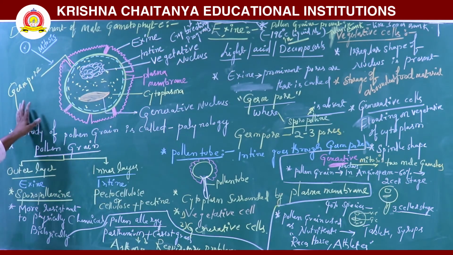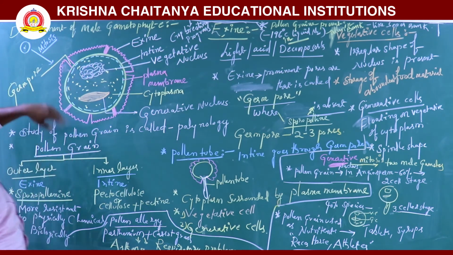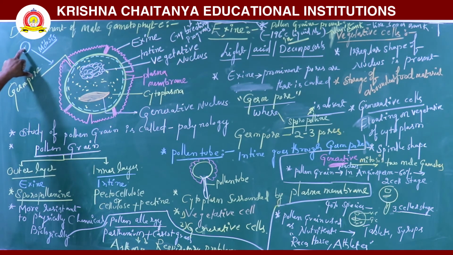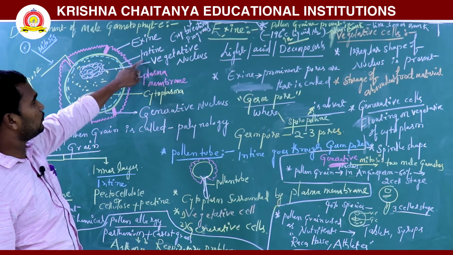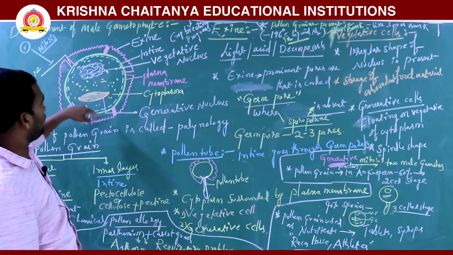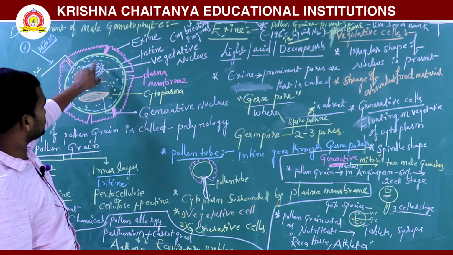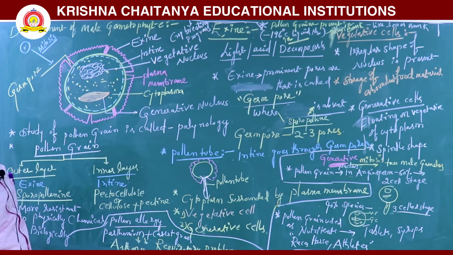What we are discussing, once again briefly we are explaining: development of male gametophyte. Here, this is the pollen grain. Immature pollen grain is converted into the matured pollen grain. This is the structure of the pollen grain. The outermost layer is called exine, the innermost layer is called intine. The cytoplasm is surrounded by the plasma membrane, with the vegetative cell and generative cell.